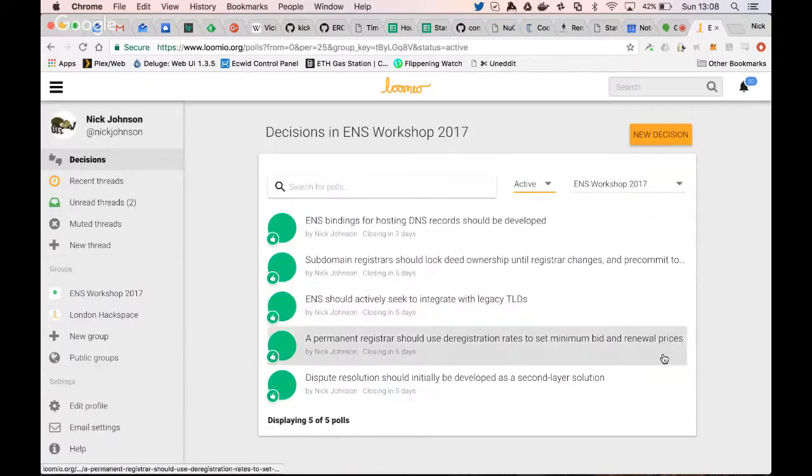So we did come up with one conclusion, which was your suggestion of using release rates to calculate a minimum bid and a cost of rent. But there's a lot more that we can solidify. So that seems like a reasonable start.